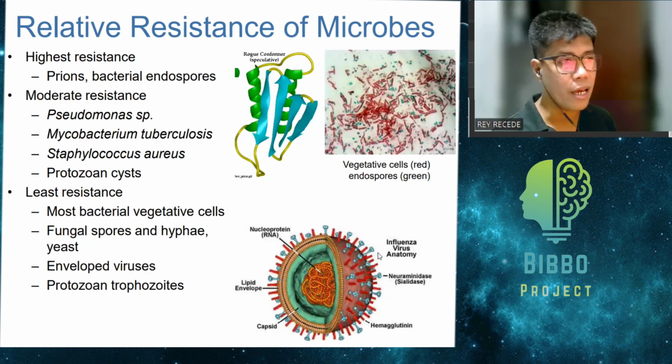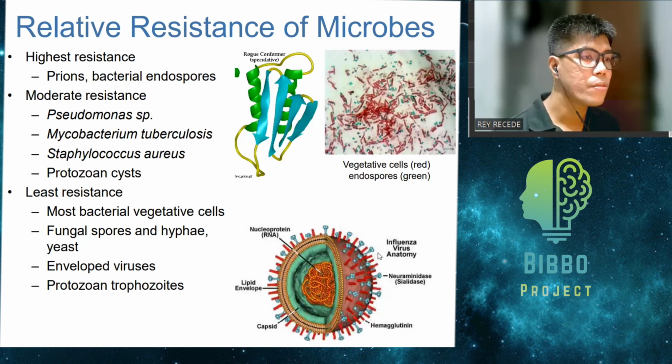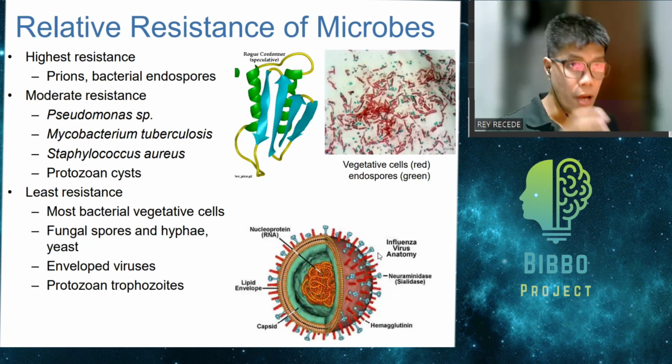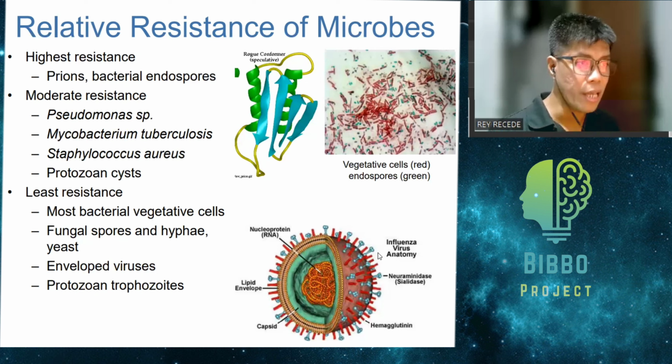As you can see in the image right now, that shows a sample bacteria, and the one right below is a sample of the structure of a virus. The yellow-green that you can see there in the image is what we call the rogue conformer.